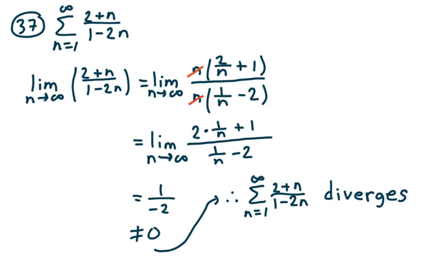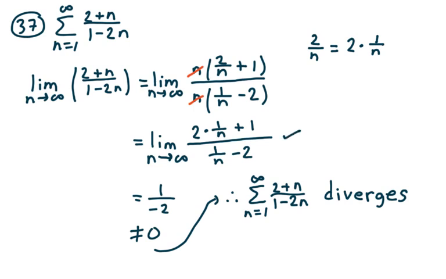The n's cancel, and what we have is the limit as n goes to infinity of. Now, if you don't mind, before I talk about the numerator, I just took 2 over n and wrote it as 2 times 1 over n. That's it. And so we get the limit as n goes to infinity of 2 times 1 over n plus 1 divided by 1 over n minus 2.